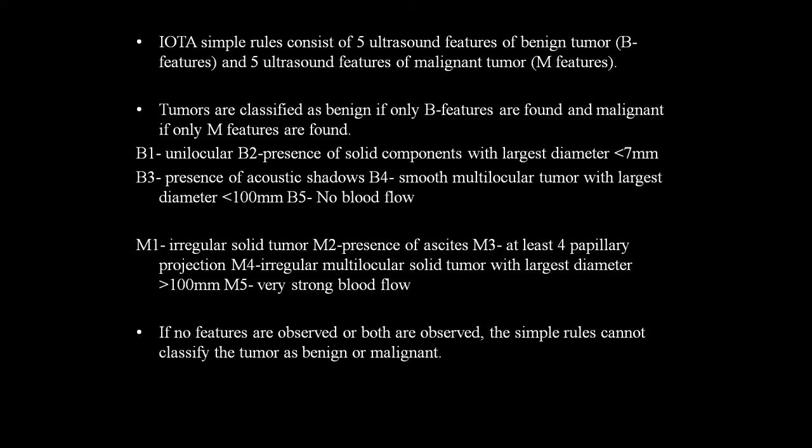The IOTA simple rules consist of 5 ultrasound features of a benign tumor, the B features, and 5 ultrasound features of a malignant tumor, the M features. The tumors are classified as benign if only B features are found and malignant if only M features are found. If no features are observed or both are observed, the simple rules cannot classify the tumor as benign or malignant.